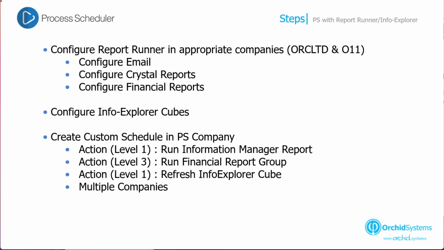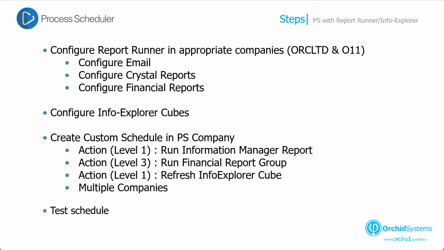And then we're going to create a custom schedule in Process Scheduler, and it's going to have 3 steps per company. The first step is going to be a level 1 action to run an Information Manager report, which will pick up and run all the Crystal Reports that are scheduled to be run by now. A level 3 action, run financial report group, which will run the nominated financial report group and email and save as requested. And a level 1 action to refresh the Info Explorer cube. And we're going to have a look at this running in multiple companies, Orchid Ltd and O11.